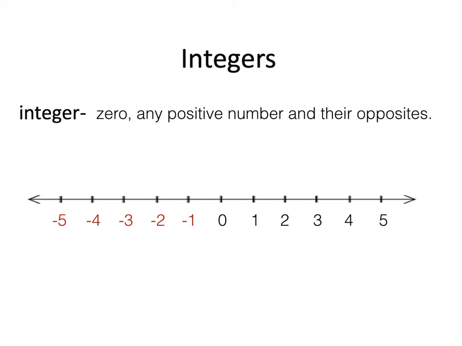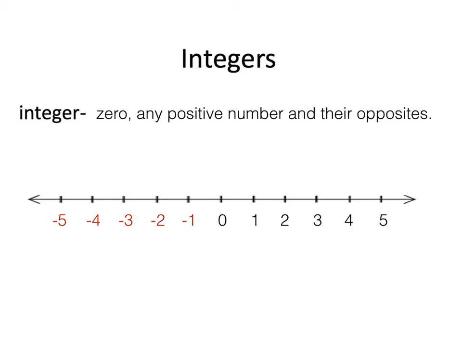Today we're going to review integers. An integer is 0, any positive number, and their opposites. So looking at a number line, you have 0 in the middle there. To the right of 0 is your positive numbers, 1, 2, 3, 4, 5. The further you move to the right, the larger the numbers get.